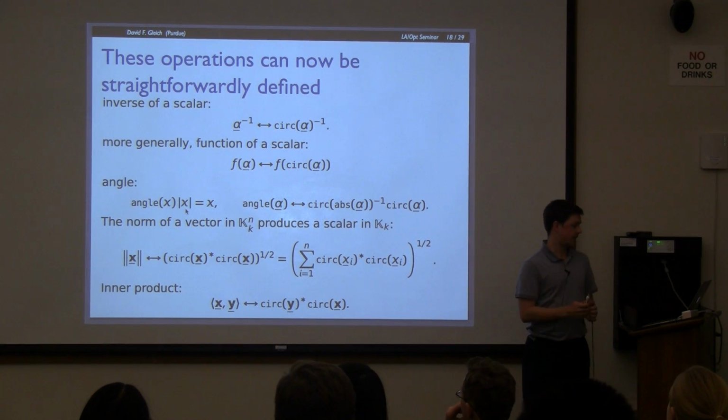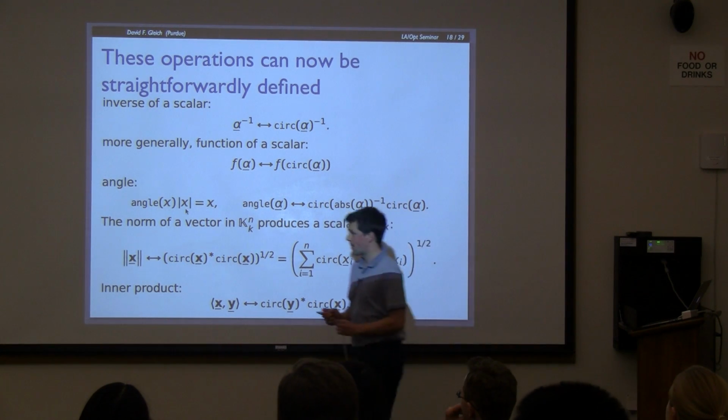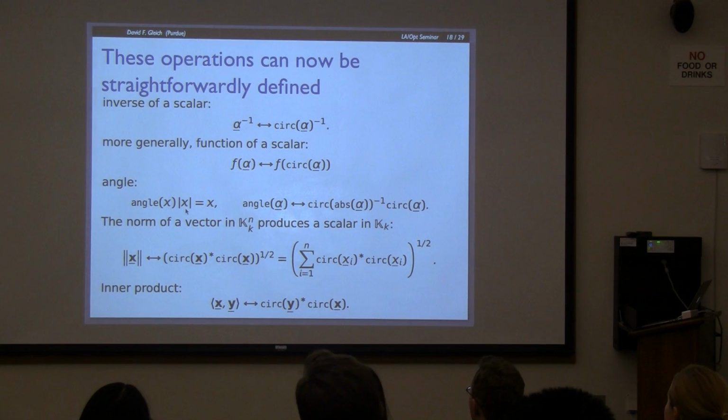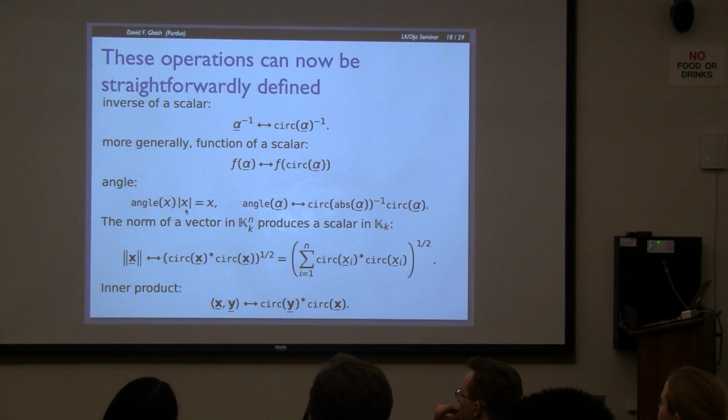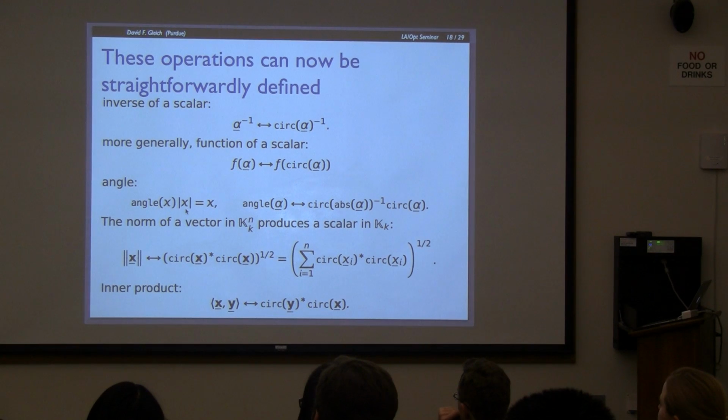So, let me do it this way. The norm of x is going to be x transpose x, and we take a square root of that. Except that's not quite the right norm. It's actually going to be x star x.